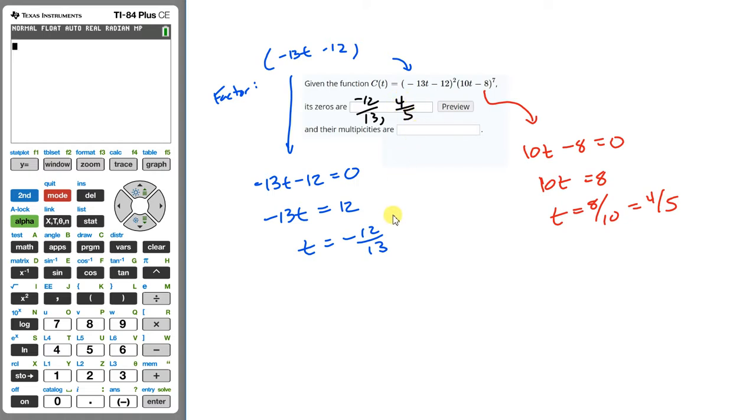Now, what is this multiplicity idea? The multiplicity is the number of copies of the factor you have. So the multiplicity of the 12/13 is 2, because it occurs twice. There's really 2 of those. The multiplicity of the 10t minus 8 factor is 7, because there's 7 of those. So my multiplicities are 2 for the first factor, 7 for the second factor. Multiplicity just means how many copies of that factor are there. Okay? And there you go.